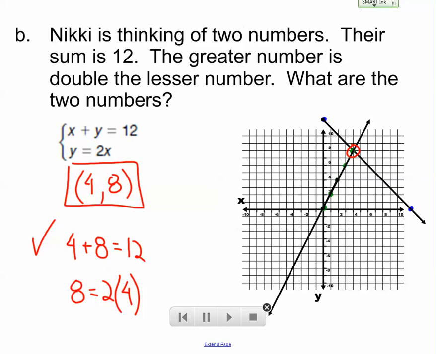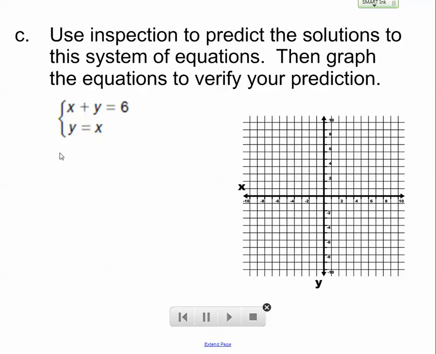Let's try another. This says use inspection to predict the solutions to the system of equations, and then we're going to graph the equations to verify our prediction. It says x plus y is 6 and y equals x. So the sum of two numbers is 6, and those two numbers are equal to each other. What are the only two numbers that add up to 6 that are equal to each other? We're going to use inspection and say, well, 3 plus 3 is 6, and 3 equals 3. So the solution must be x is 3 and y is 3.